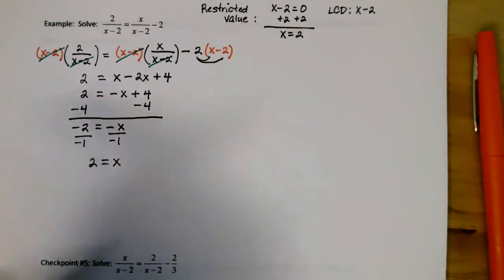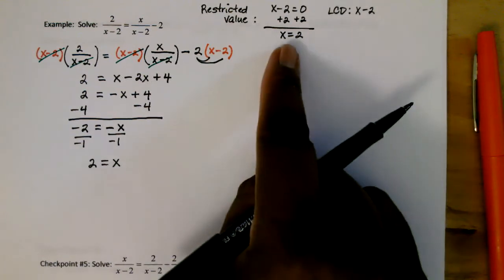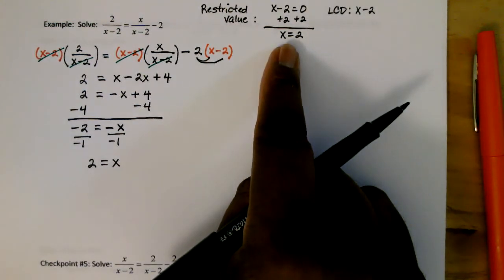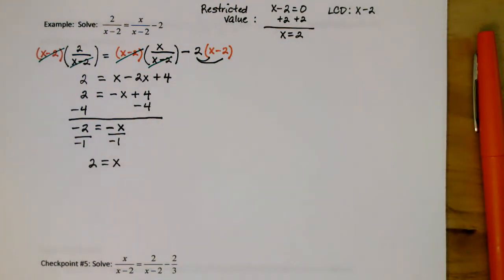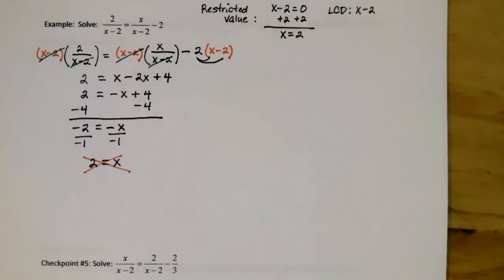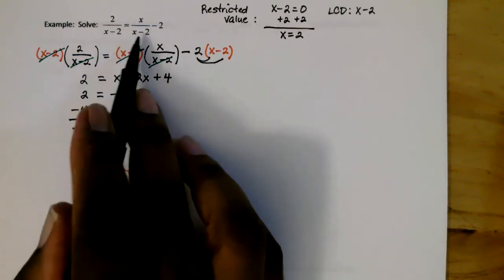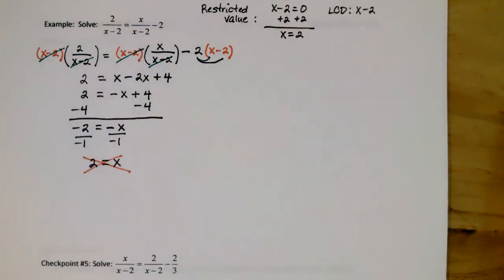Now notice here, my solution is the same as the restricted value. When that happens, we cross that out. And by the way, if you were to do the check on this, you're going to find out that you're going to get a 0 in this denominator and a 0 in that denominator as well. And you're not going to be able to get anywhere with it because division by 0 is undefined.